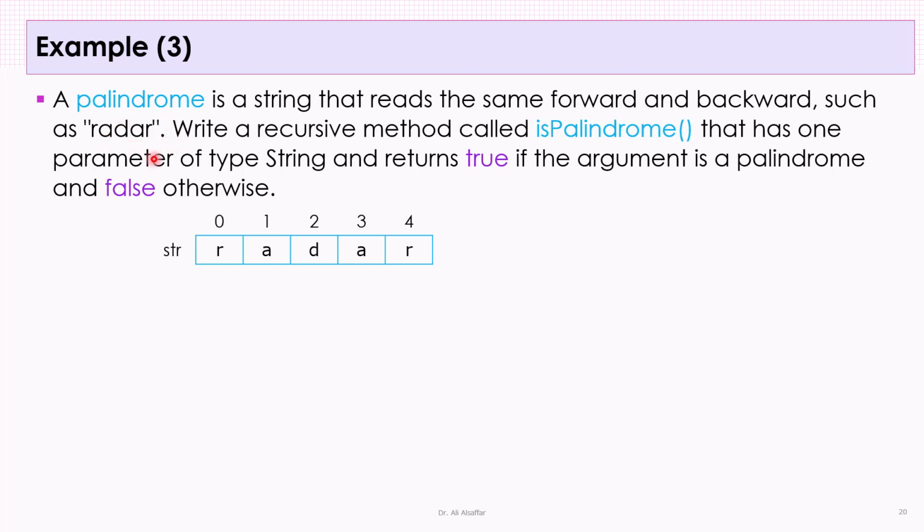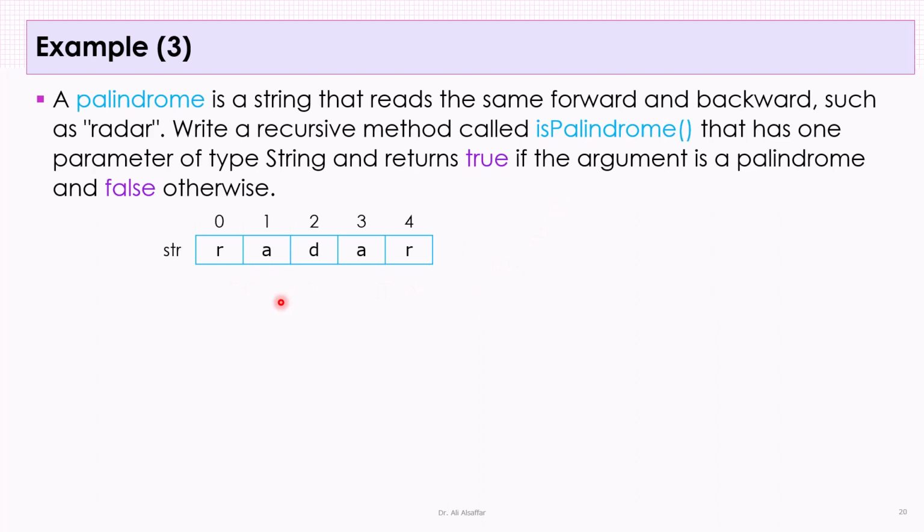So what we want to do is write a recursive method called isPalindrome that has one parameter of type string and returns true if the argument is a palindrome and false otherwise. So if the input parameter to this method is the string radar, then the method should return true.